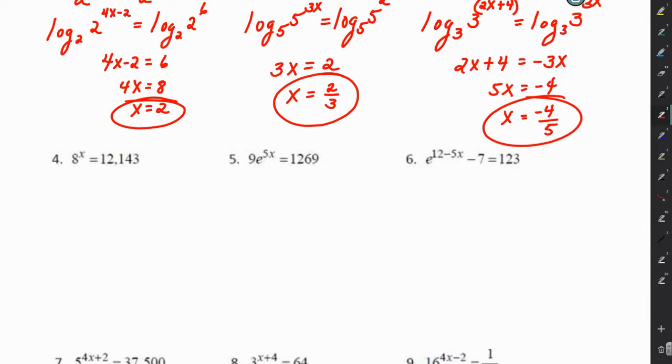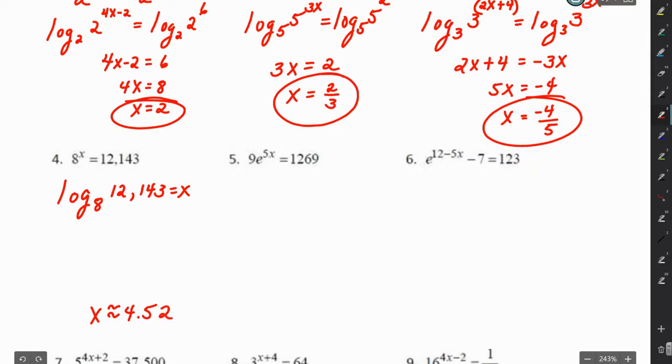All right, moving on to number 4. Now, I'm looking at 12,143, and I have no idea what base I could write that as. So this is an exponential form. I don't know what to do with it, so I'm going to put it in logarithmic form. So our base is 8, our answer is 12,143, and our exponent is x. And then I could just put log base 8 of 12,143 in my calculator, and I would get a solution of x is approximately 4.52.